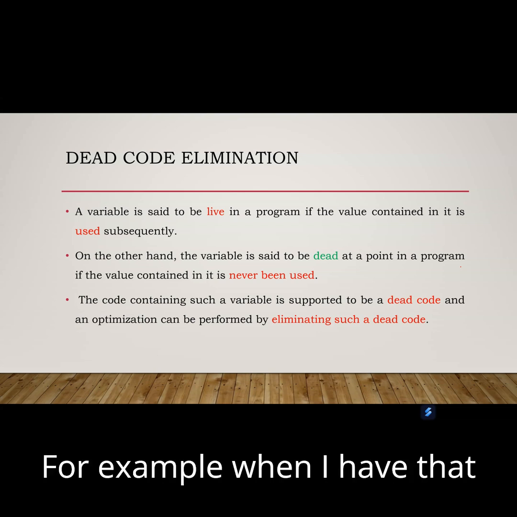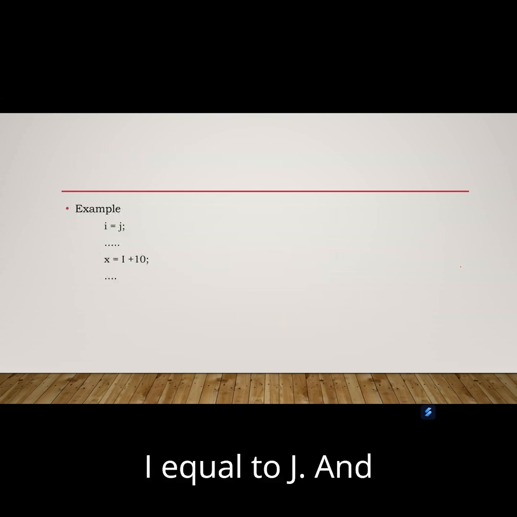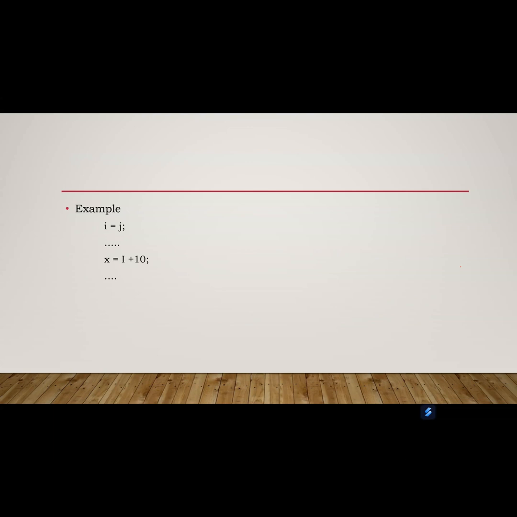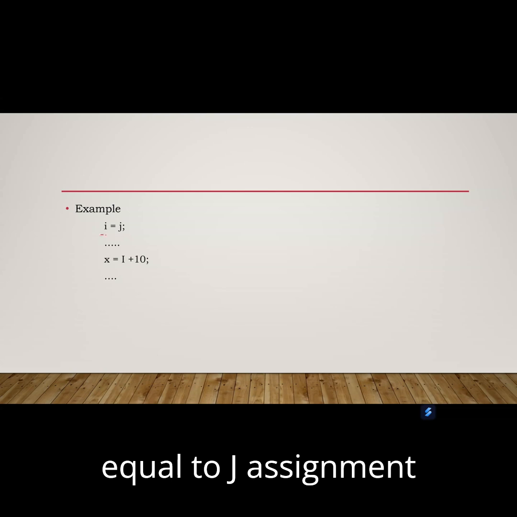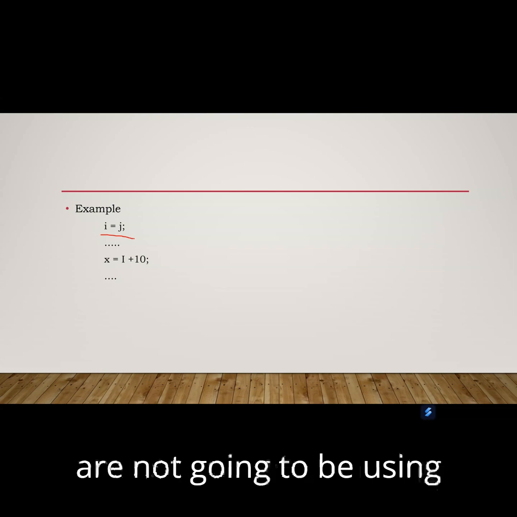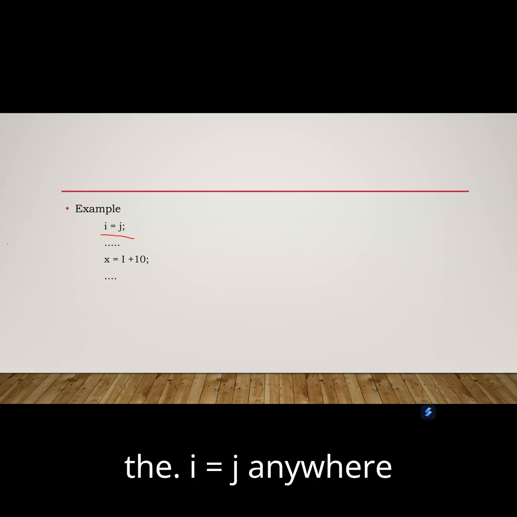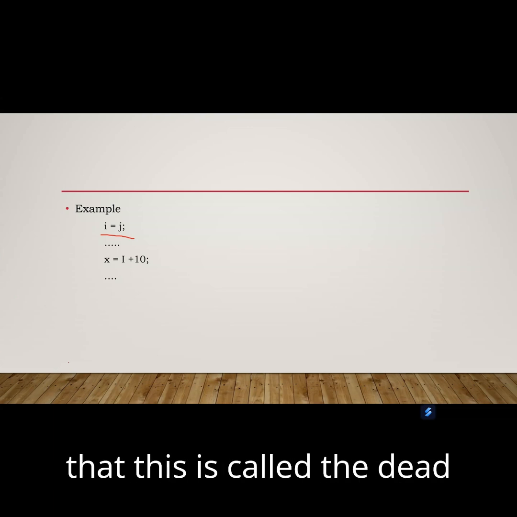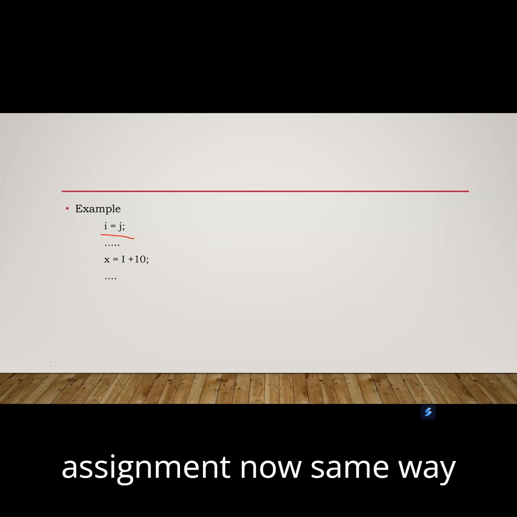For example, we have i equal to j and k, and x equal to i plus 10. The optimization can be performed by eliminating the assignment statement i equal to j. This is called a dead assignment because we are not going to use i equal to j anywhere. Why? Because j is not an available value in the given expression.